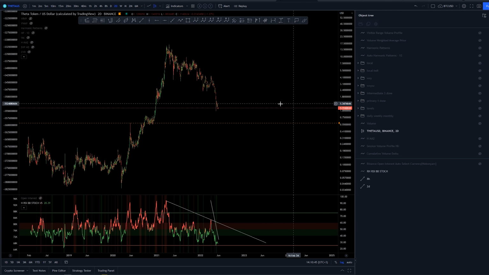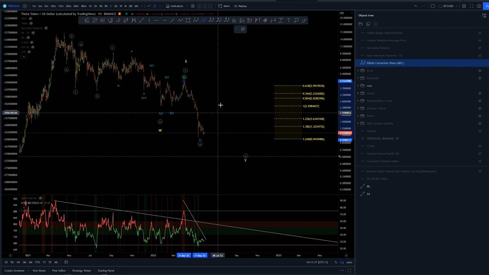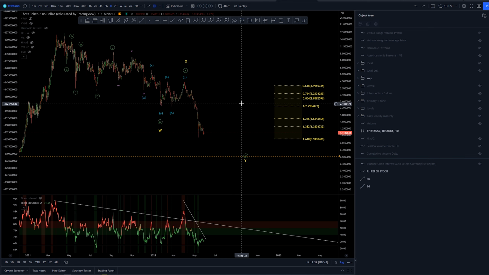For this reason, I am thinking about changing the WX here, and at that point we could be looking for ABC structure here, as this really looks like an impulsive structure coming down here.